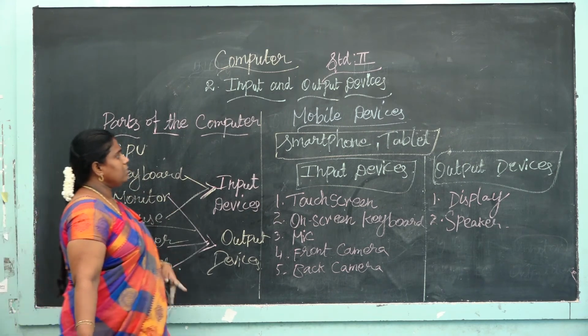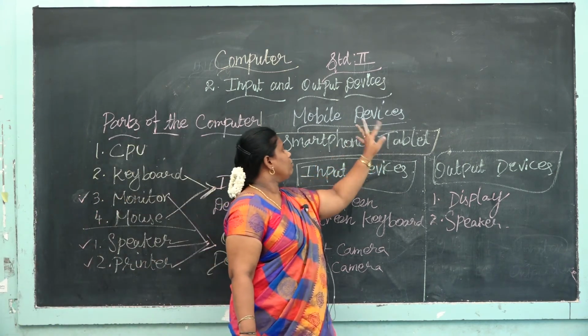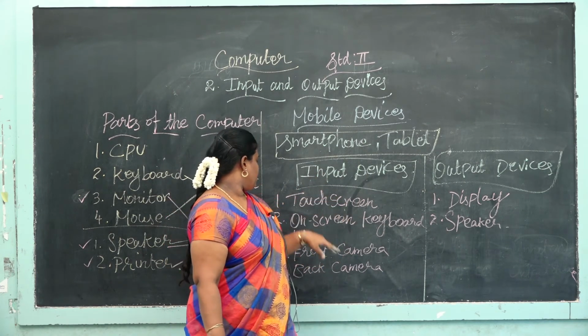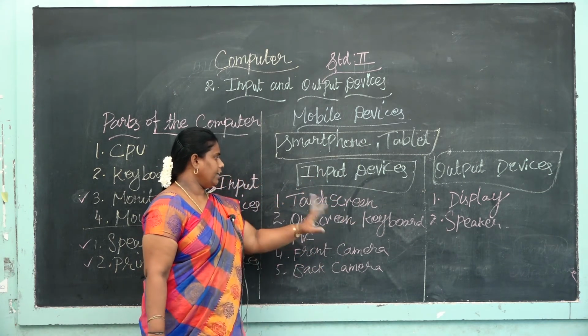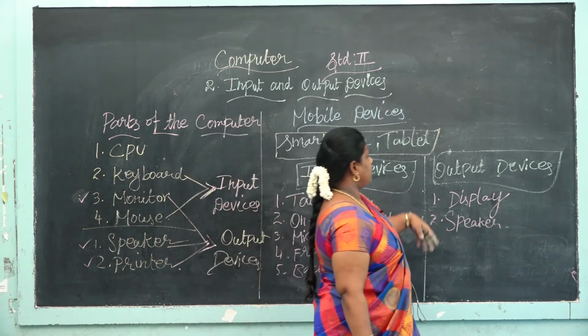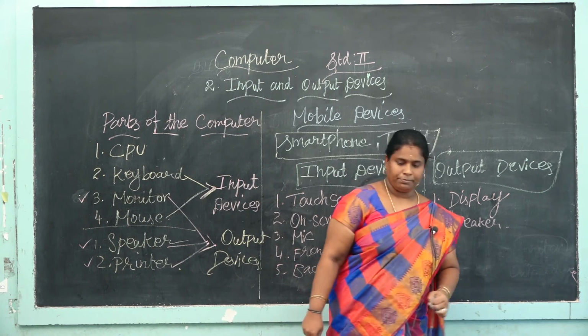Next, mobile devices. Smartphone and tablet are the mobile devices. In mobile devices, what are the input devices? First one touch screen, on screen keyboard, mic, front camera and back camera. What are the output devices? Display and speaker. Okay.